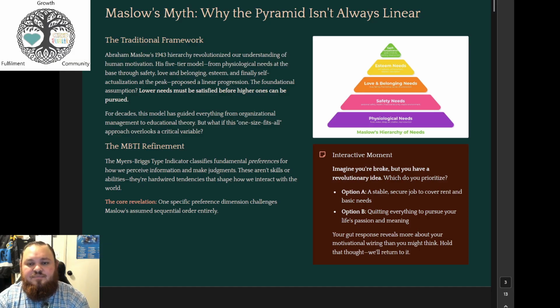This is also said to be a one-size-fits-all, or a universal concept of how these needs are achieved. Here we have Myers-Briggs Type Indicator coming in to refine our understanding of human motivation, or at least how we can find fulfillment in our lives, or self-actualization. The Myers-Briggs Type Indicator really is our preference for how we perceive information and make judgments. It's not only our skills and abilities, but really our way of interacting with the world. In Myers-Briggs Type Indicator, we'll see that there are some dimensions that really challenge the sequential order of Maslow's pyramid. But before we get into the first ones, we'll look at this interaction moment.